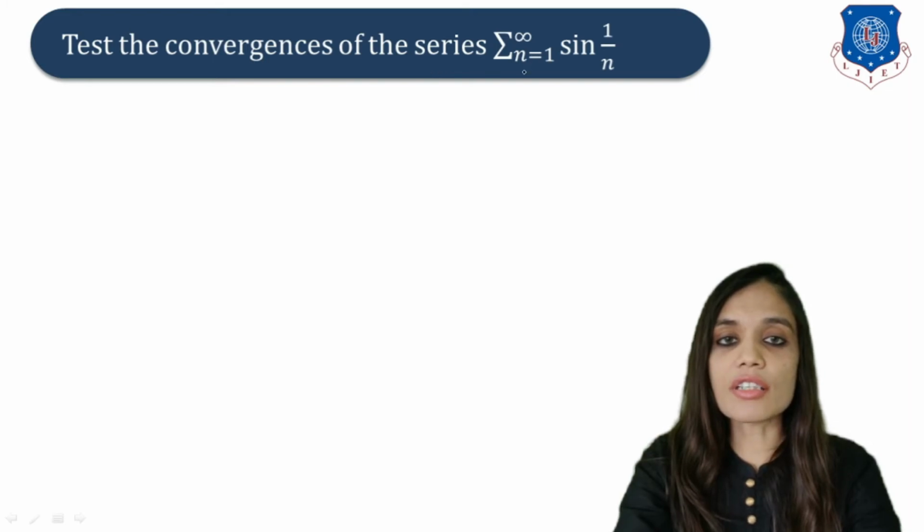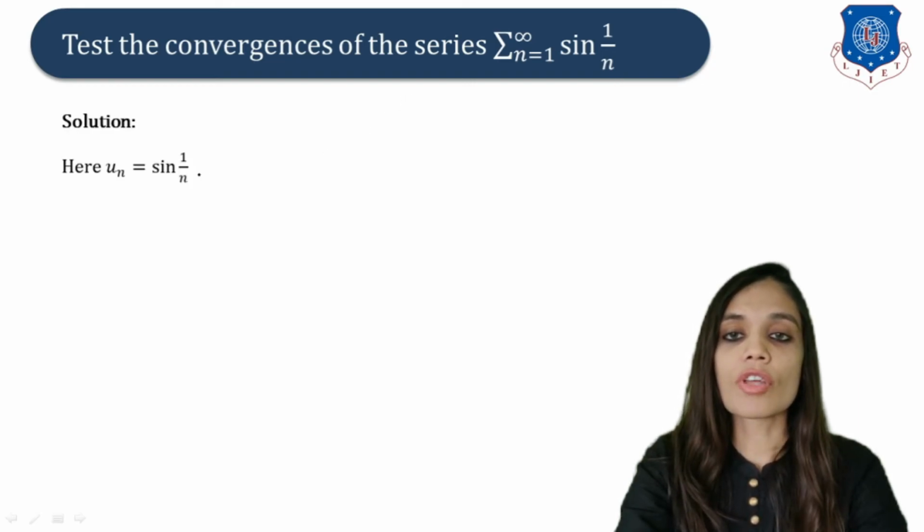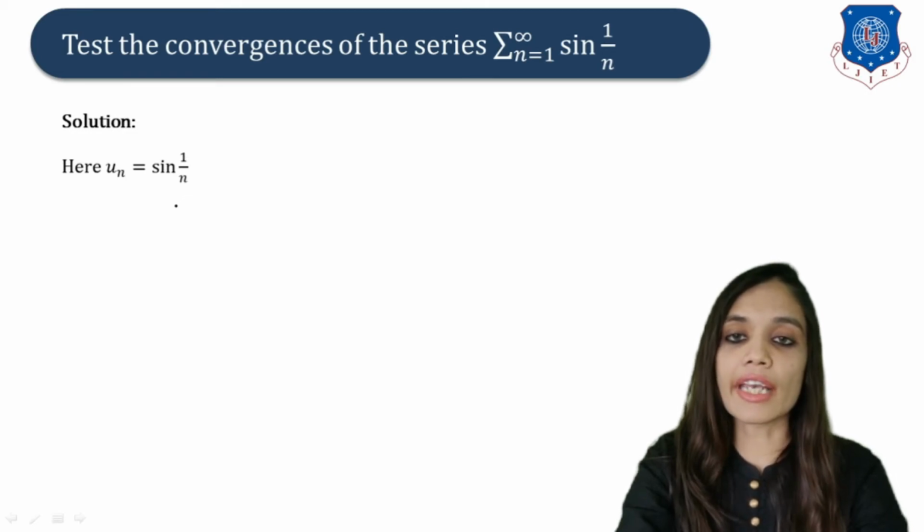We are given the series summation n is equal to 1 to infinity sine 1 upon n. So let us start the solution. Here you are given un as sine 1 upon n.